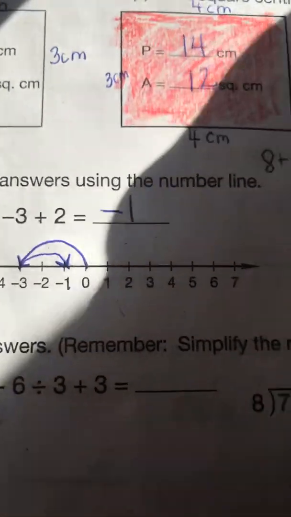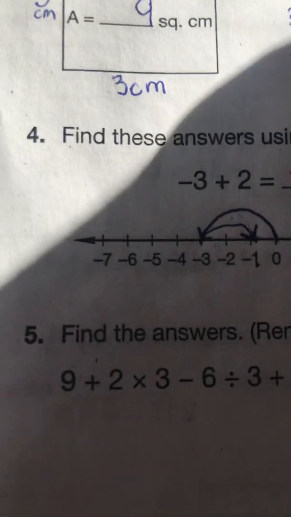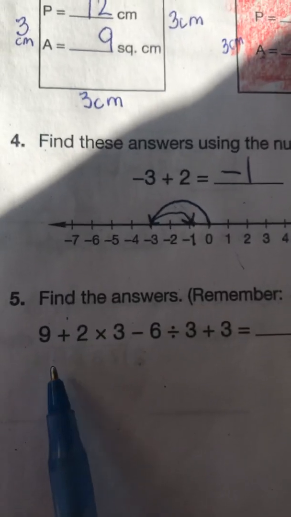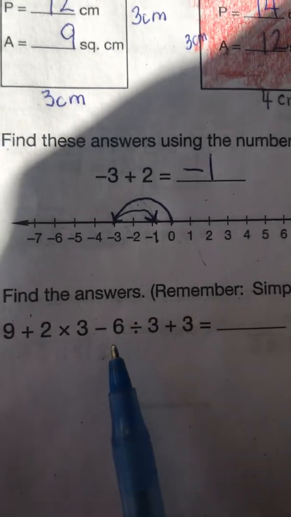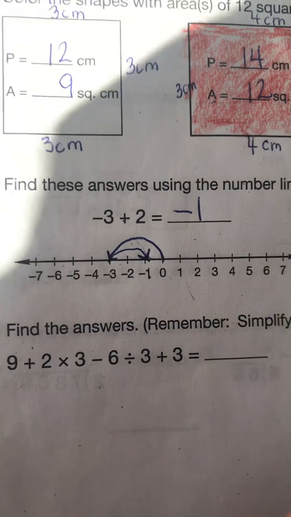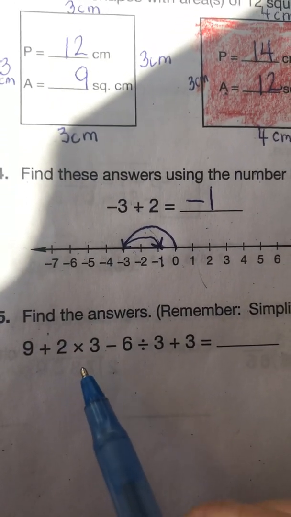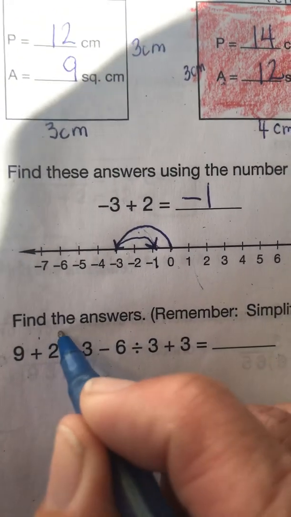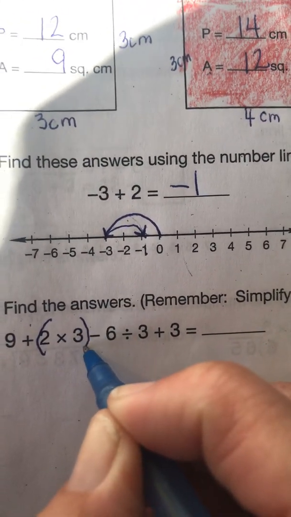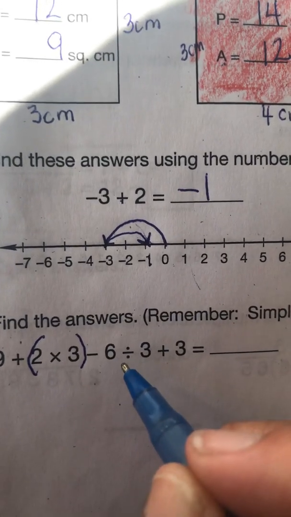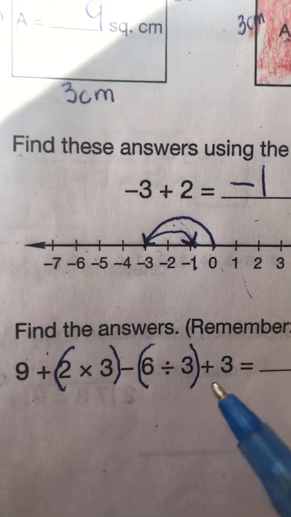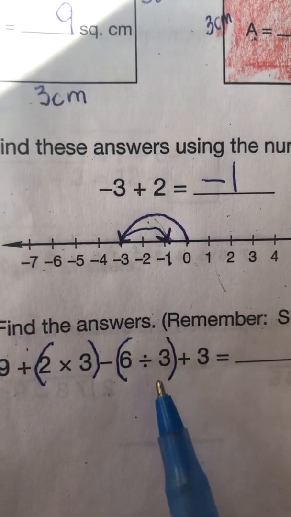Okay. And then lastly, we are going to do our simplifying of expressions, which we did earlier this week. Okay, so it's 9 plus 2 times 3 minus 6 divided by 3 plus 3. Remember what I told you to find first? Multiplication and division problems. That's right. So I'm going to put parentheses. Remember, the other thing that you can do is underline anything that is multiplication or division. There's another one. There's 6 divided by 3, okay? Remember, you could also have underlined those.